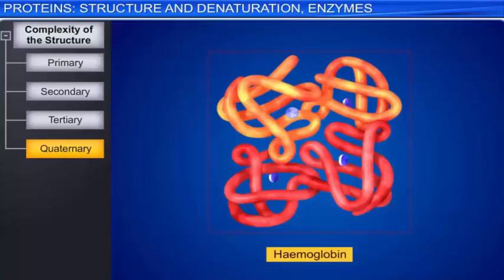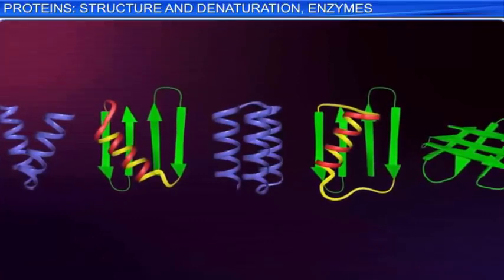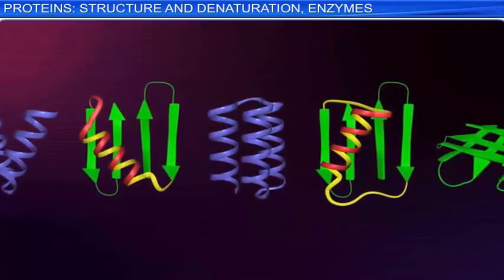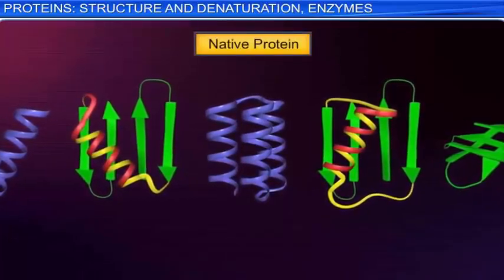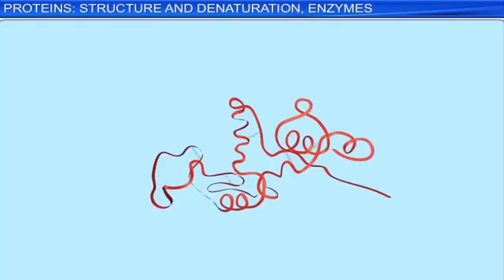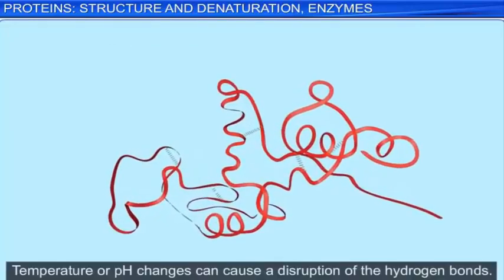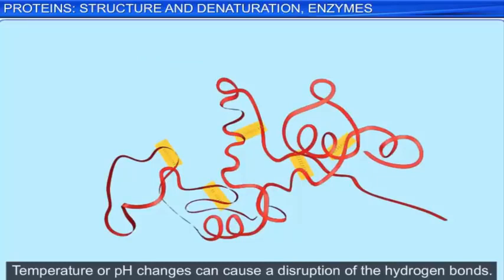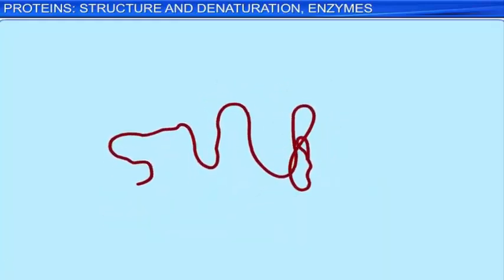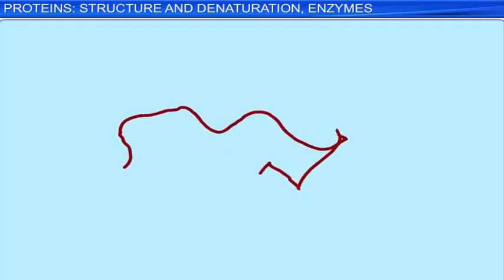A protein found in a biological system with a unique structure and biological activity is referred to as a native protein. In some respects, proteins are rather fragile. Temperature or pH changes can cause a disruption of the hydrogen bonds. When hydrogen bonds break, the globules unfold, the helices unravel, and the beta sheets flatten out. This is called protein denaturation.